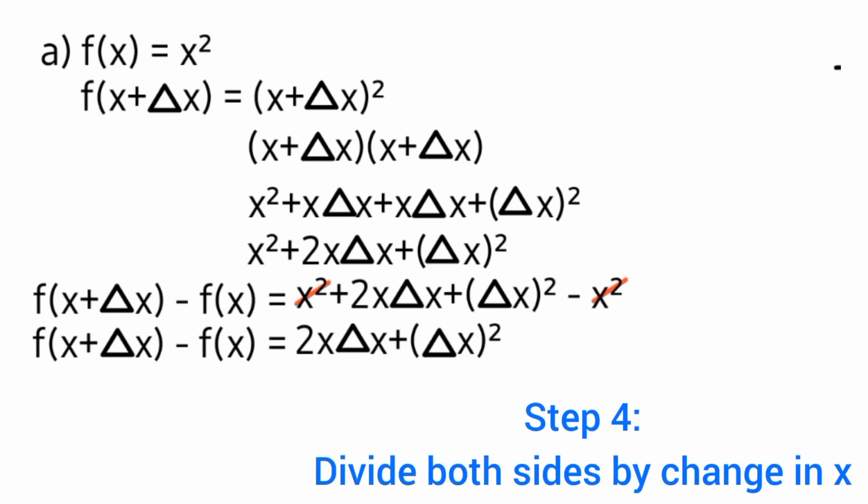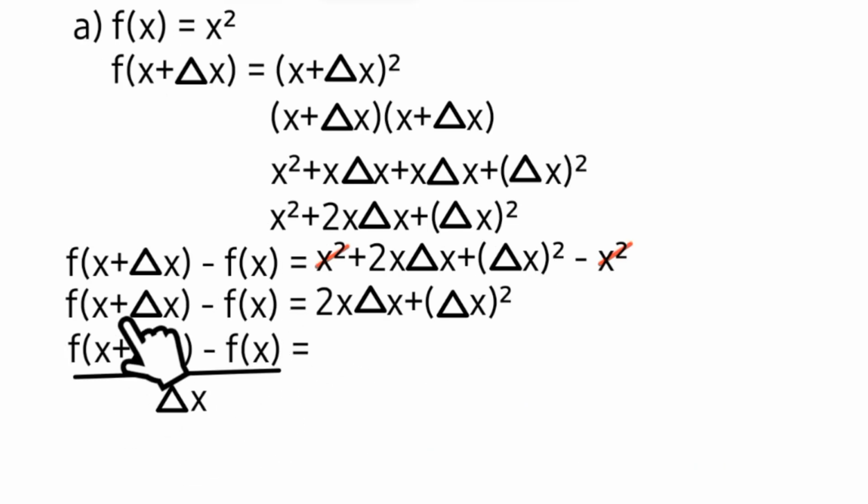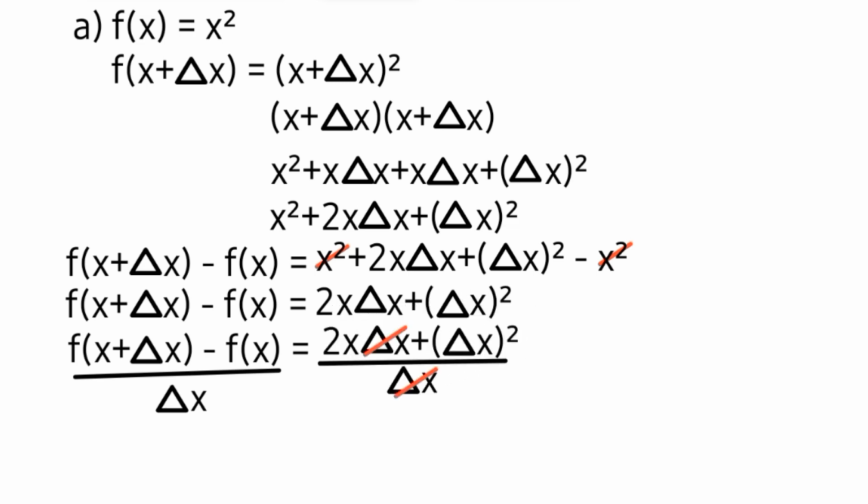Next step is to divide both sides by changing x. So we've divided this by changing x. We also divide this by changing x. Therefore, changing x at the denominator cancels the changing x here. We are left with 2x plus this changing x, which also cancels one changing x here, and we are left with changing x, that is one changing x.